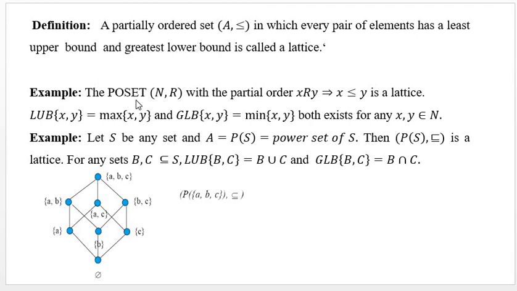Consider an example. The poset (N, R), where N denotes the set of natural numbers with the partial order given by x R y implies x ≤ y, is a lattice. So here LUB(x, y) is equal to the maximum of x and y, and GLB(x, y) is equal to the minimum of x and y, where x, y belong to N.